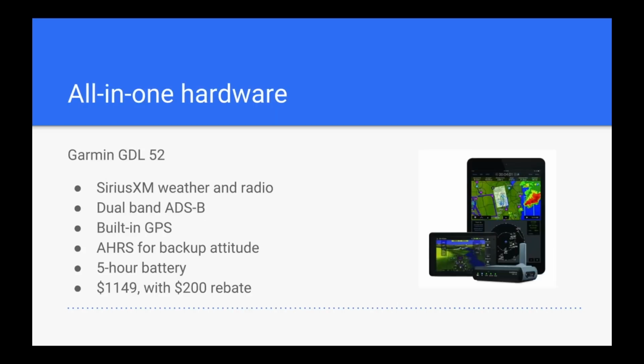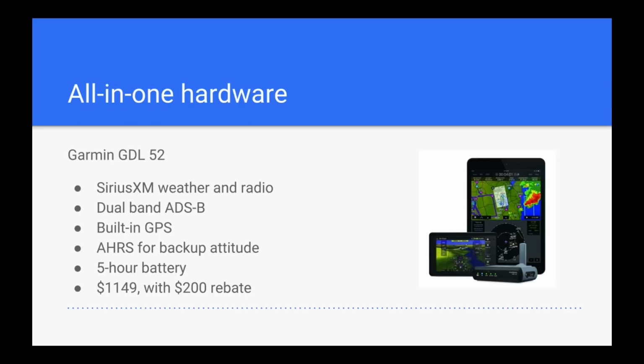And then finally, if you want to have it all, if you're the type of pilot that just has to have everything, Garmin has recently introduced the GDL52, and this is everything. SiriusXM weather and radio, dual band ADS-B traffic, ADS-B weather, GPS, AHRS. It has a 5-hour battery. So this is everything. You can pick and choose which weather you want.